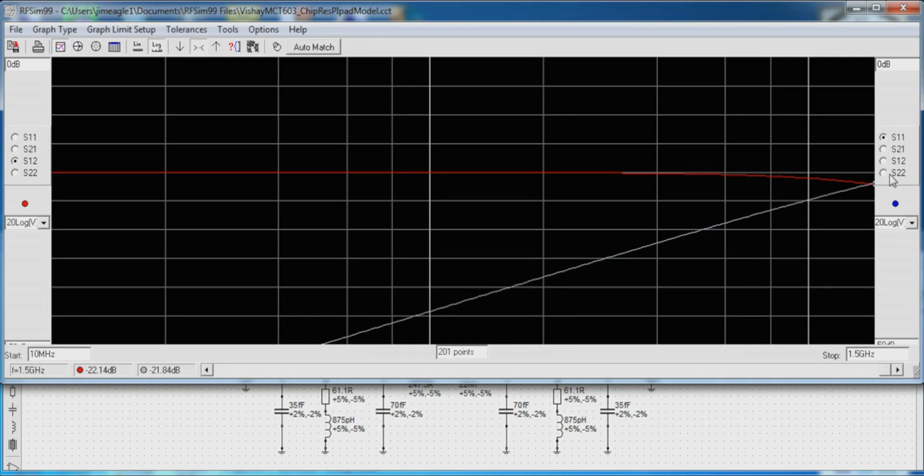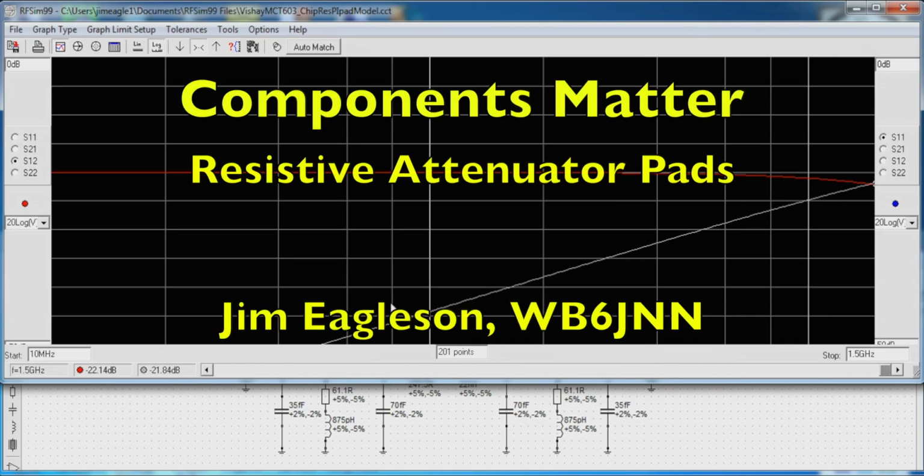And as you see, now we start seeing some issues. This has gone down to 22 dB, and the return loss is 21.8. So you are starting to see some issues here, and there's some place up here where this resonates, and there you'd have a significant loss. Just thought I'd throw this up as an example.